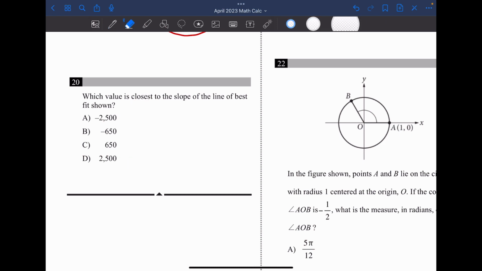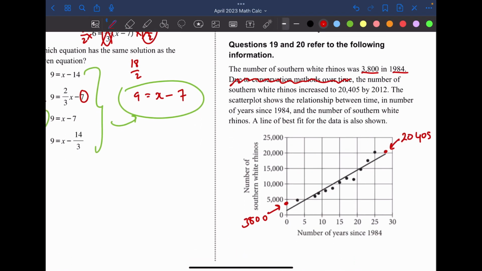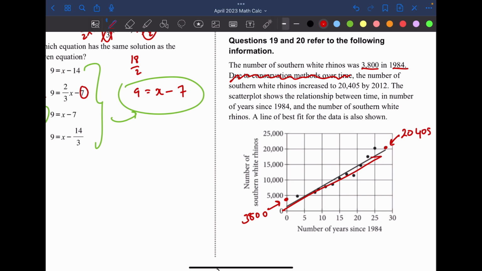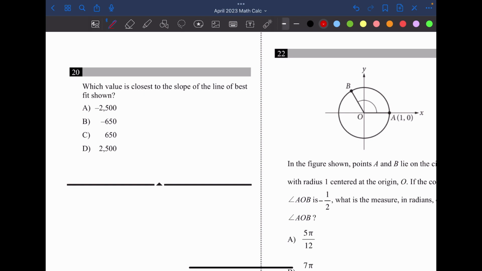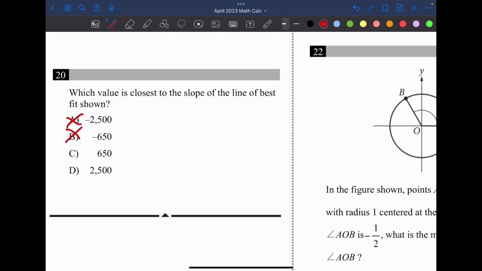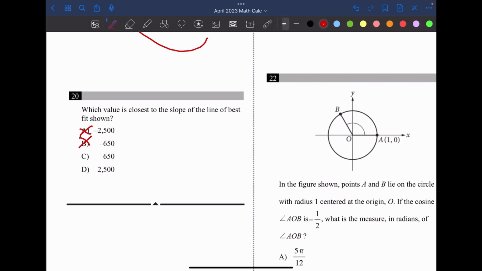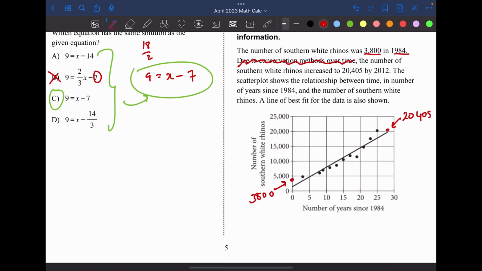So what we should do is find the slope of the line of best fit. First of all, it's going up. It's an increasing function, and it's not going down like this. That means if you look back at the options, we can already say that A and B must be wrong because they have negatives. The slope is not a negative, it's a positive. Okay, so right off the bat, we can cross out A and B.